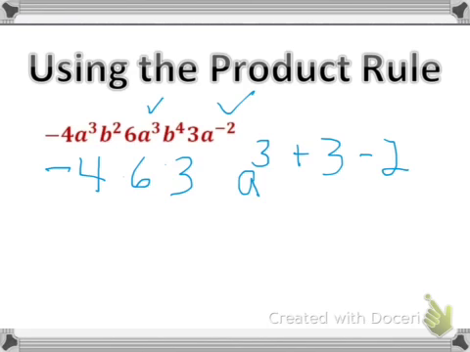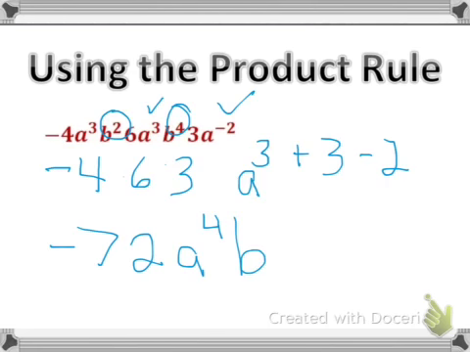When I multiply negative 4 times 6 times 3, I get negative 72. I add my a exponents together. I get 3 plus 3 minus 2, and that would be a to the fourth power. And then the final part is I've got to do the part with the b. So I have to add this 2 and I have to add this 4, and that gets me b to the 6th power.